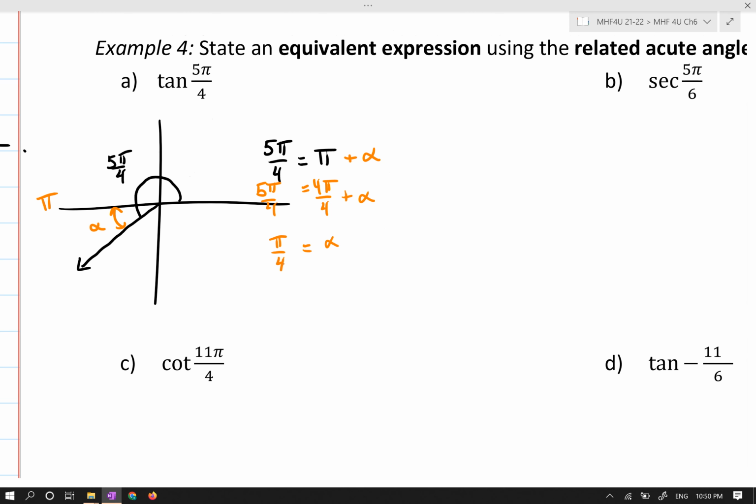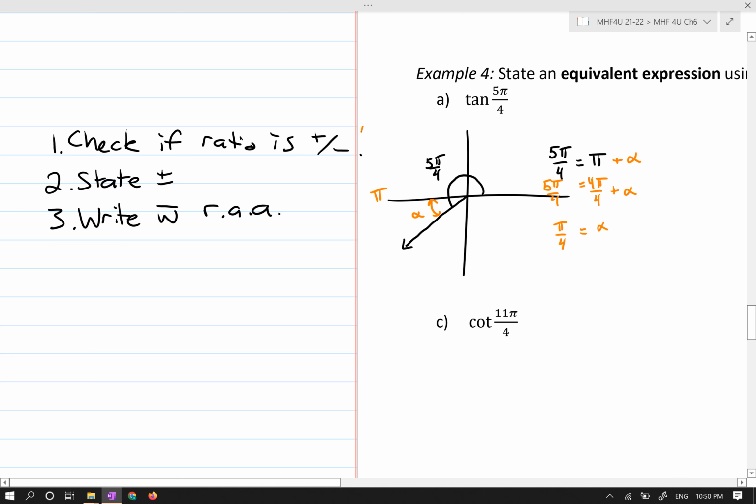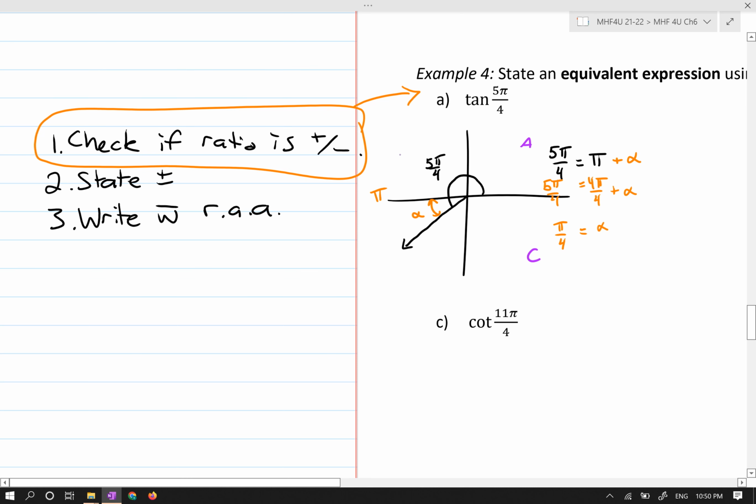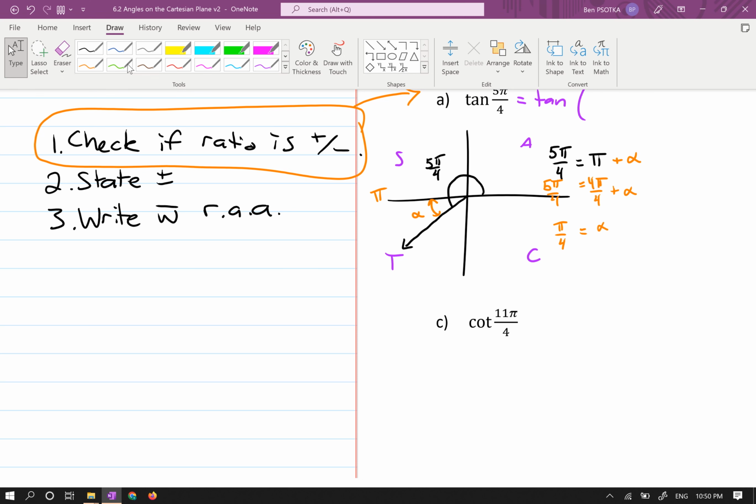So now I'm going to check, and we have a bit of a procedure over here. We want to check to see if our trig ratio, and that here is the tangent of 5 pi over 4, is going to be positive. So we'll check that along with our cast rule, and our cast rule says, okay, CAST. In this quadrant with my terminal arm, my tangent ratios are going to be positive. And if my tangent ratios are positive here, that means the tangent ratio in this quadrant would be equal to the tangent ratio in quadrant 1 with the same related acute angle. So that is my tangent ratio of my related acute angle. In this case, I'm working with pi over 4.